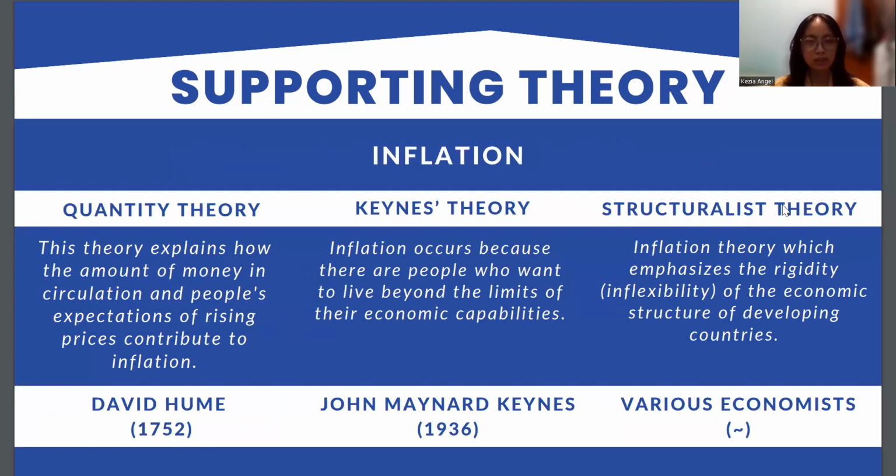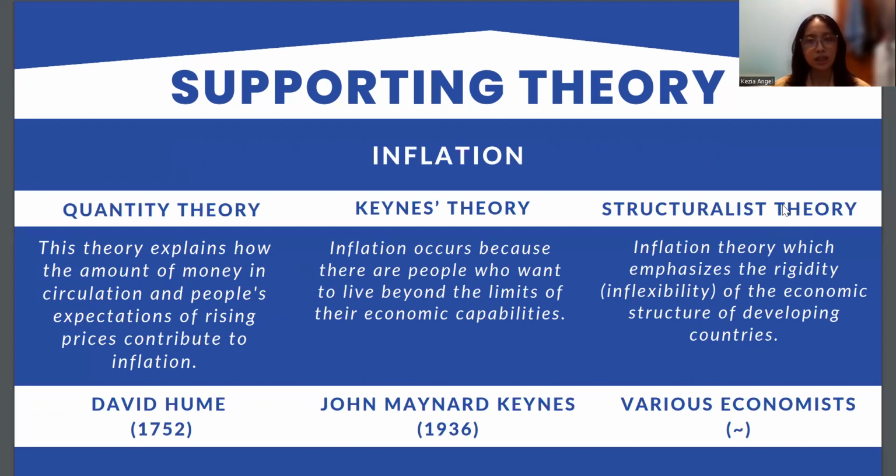The next theory is inflation theory. The first theory is quantity theory. This theory explains how the amount of money in circulation and people's expectations of rising prices contribute to inflation. This theory is from David Hume, 1752.